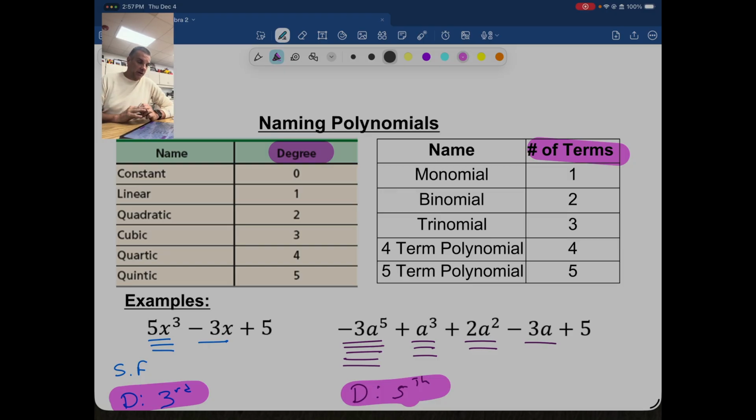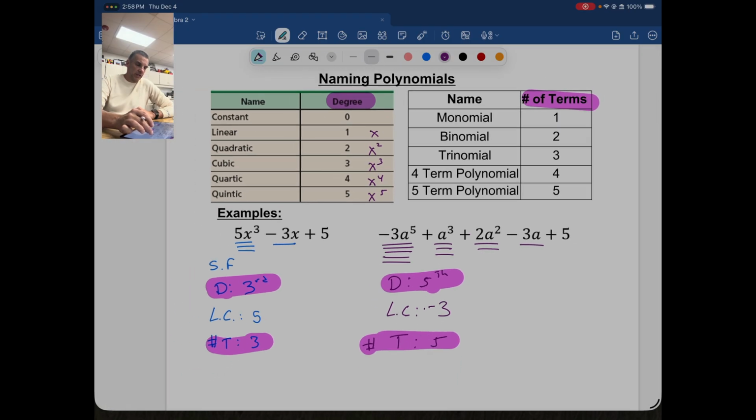So if we're talking about a degree, if it's a 0 degree, we call it a constant. If it's linear, it's 1st degree. So 1 degree is called linear. So if you had something like x, okay, that's linear. Quadratic is if it's 2nd degree, so x squared. Cubic is x cubed. Quartic is x to the 4th. And quintic is x to the 5th. Okay, so again, if you need to pause at this point, you can pause to write those down.